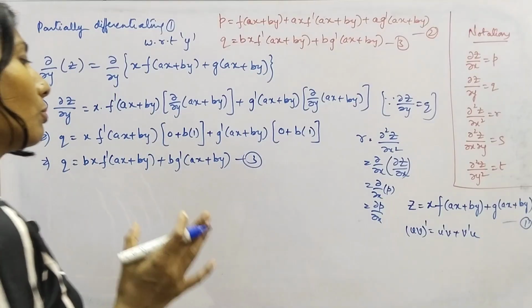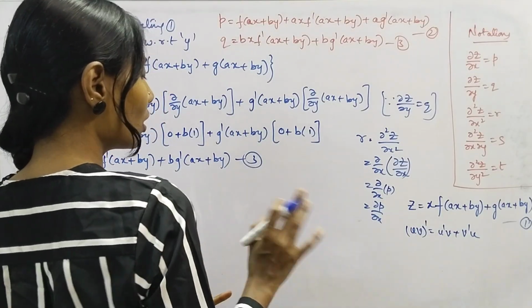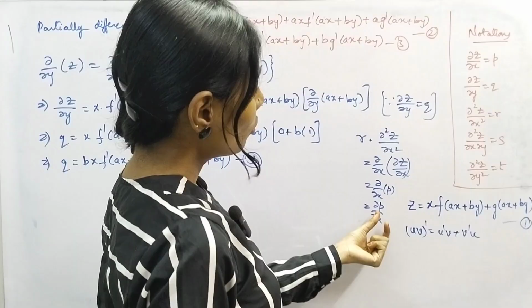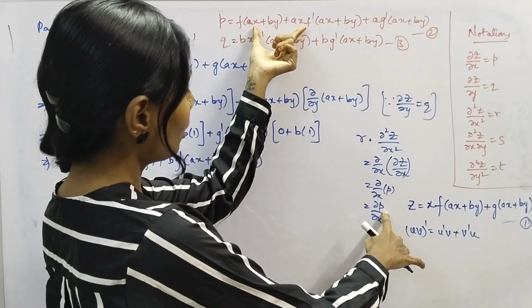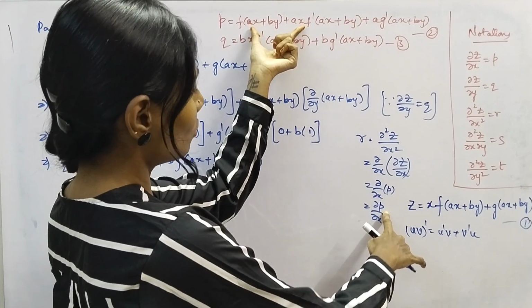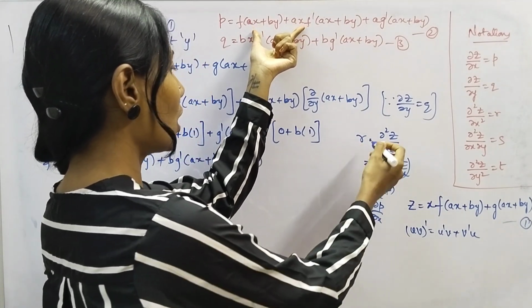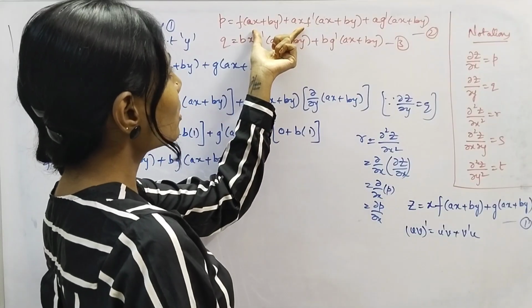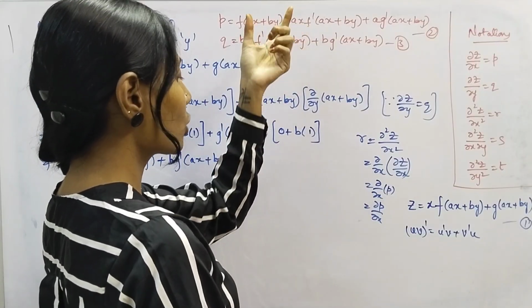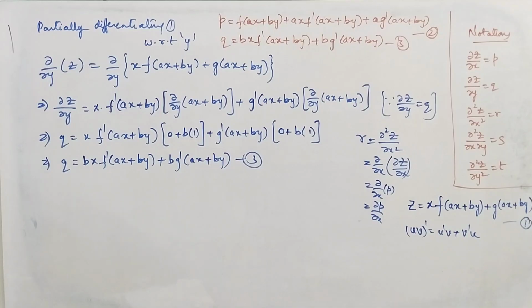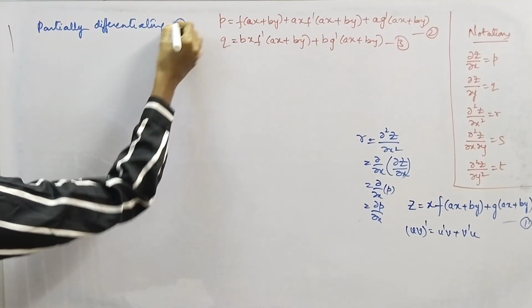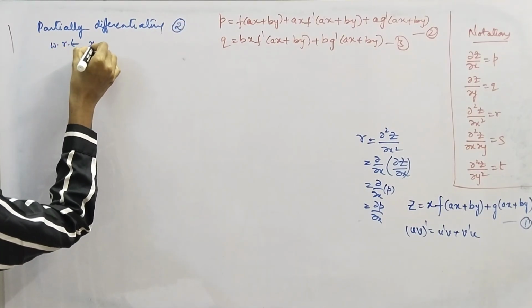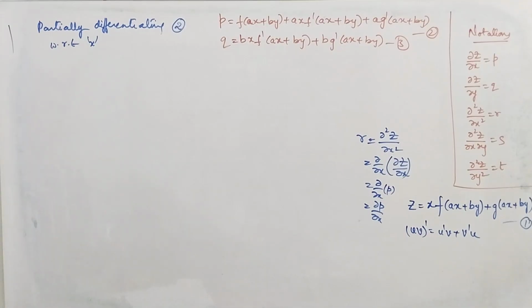So what we need to do is find the equation involving r. So we'll choose the equation involving p. This is the equation involving p, right? Now let's partially differentiate it with respect to x so that we'll get the equation involving r. We'll partially differentiate equation 2 with respect to x. Just apply dou by dou x on both sides of equation 2.